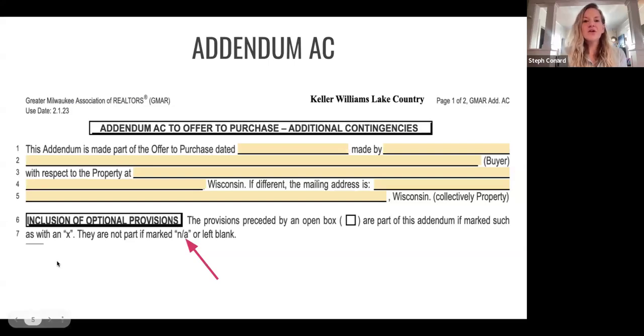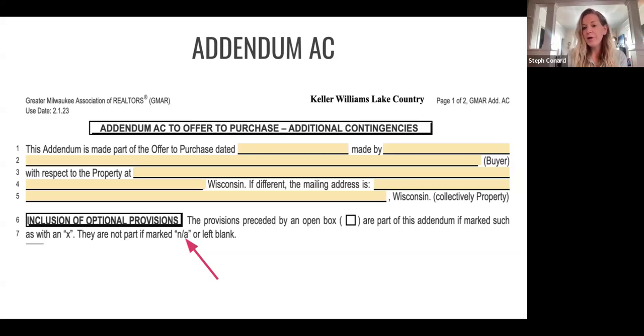Okay. So then, beginning at the top, it's the addendum AC to offer to purchase, additional contingencies addendum. And this first part should all look familiar to you. You're going to cite when the offer to purchase was dated, made by which buyer with respect to the property at, and you'll put in the address. Joan went over this last week when she was going over the addendum A and the addendum O and the addendum R. Same thing here.